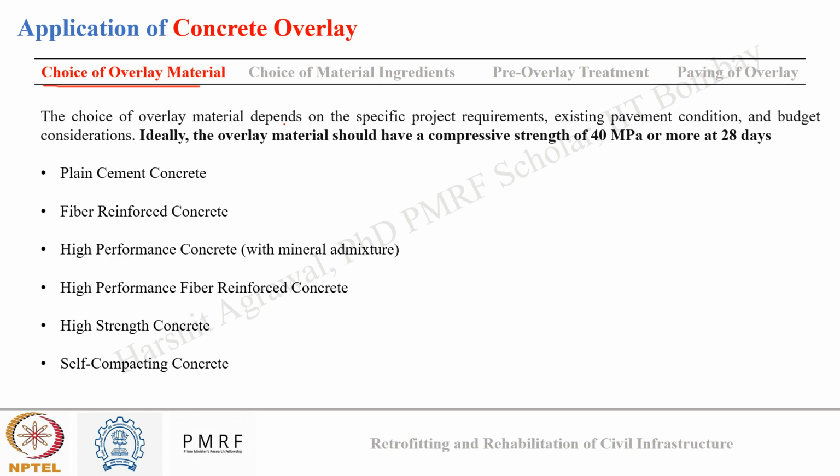So choice of overlay material depends upon specific project requirement, existing pavement condition, and budget consideration. Ideally, the overlay material should be of compressive strength more than 40 MPa at 28 days. Okay, so this is a general consideration of material that we are using. Now we can use different kinds of overlay material.